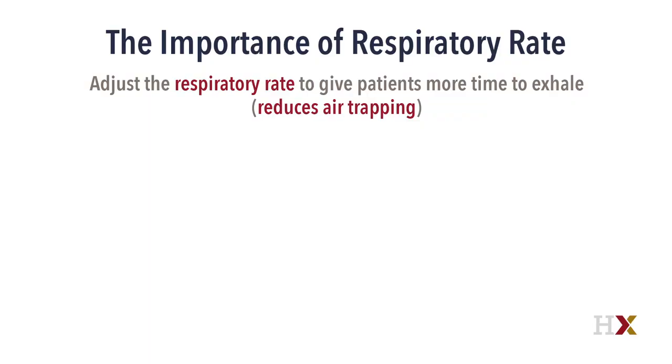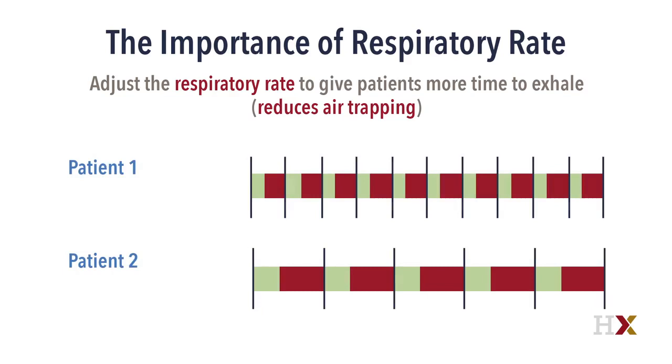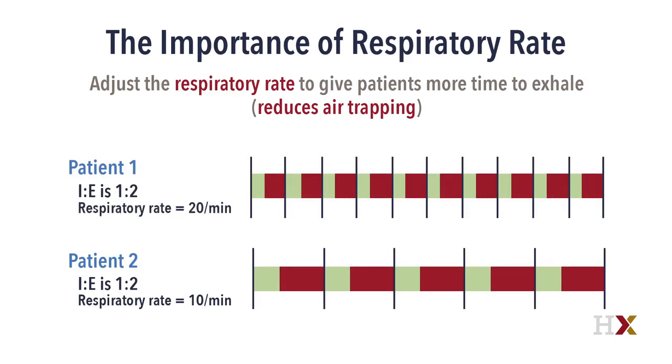One of the most important factors to address in a patient who is being ventilated with obstructive lung disease is the respiratory rate. There are many ways to increase the time for a patient to exhale, but the respiratory rate is the most efficient. That's illustrated by the diagram here. Here, 2 patients are set with the same inspiratory to expiratory ratio of 1 to 2. Yet one patient is being ventilated with a respiratory rate of 10, where the other patient is being ventilated with a respiratory rate of 20.